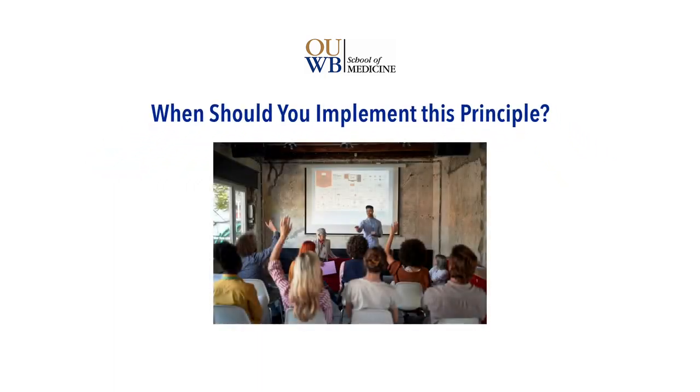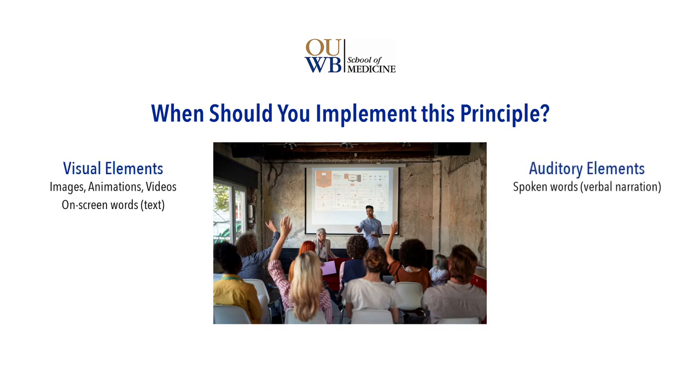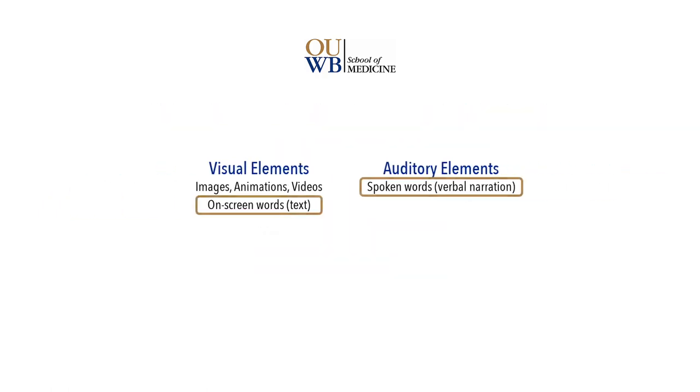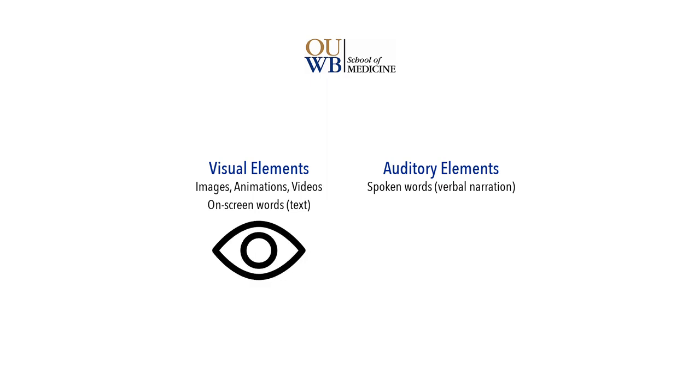When presenting multimedia content that includes both visual elements and words, consider how you will elaborate on those visual elements. By and large, you have two ways to describe visuals, either on-screen text or verbal narration. As we know, learners have two distinct channels through which they intake new information during multimedia presentations: a visual channel, their eyes, and an auditory channel, their ears.